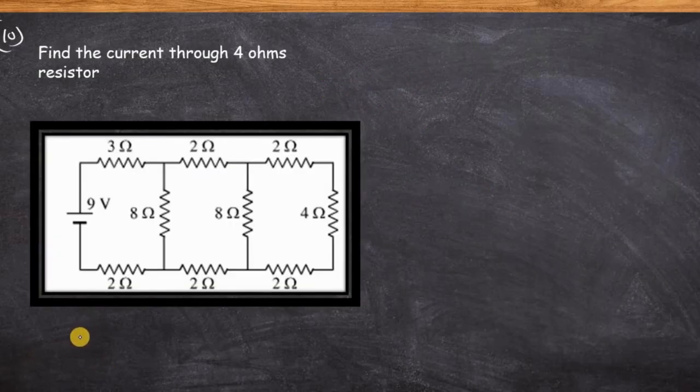Right, students, we are in our 10th question. Find the current through 4 ohms resistor. They are asking current through this 4 ohms resistor. Right, actually there are a couple of methods you can do to find the answer. Try your method first and then go through the explanation. You will find the answer, right? See whether your answer is correct. Right, let's get into the question. Actually I'm going to apply the potential divider method to find the answer.